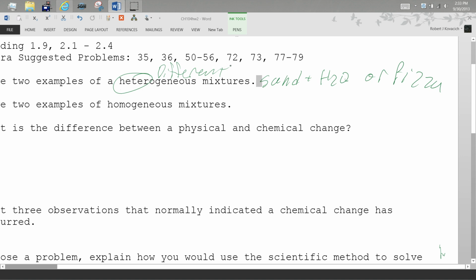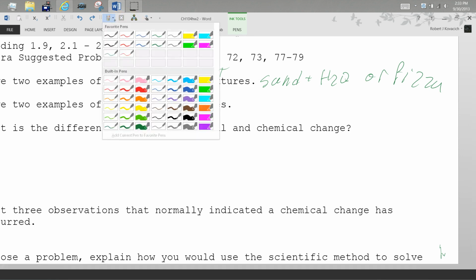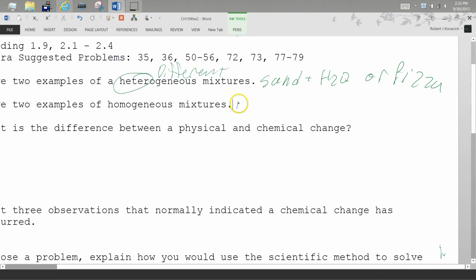Okay. Now examples of the homogeneous. Milk. Hopefully, yes. Milk would be bad if it wasn't. Aluminum foil. That's semi-subjective. What about sugar? No, that's a pure substance.